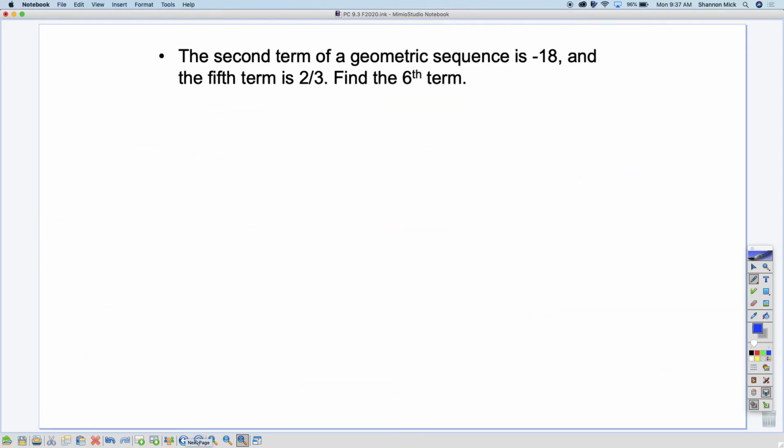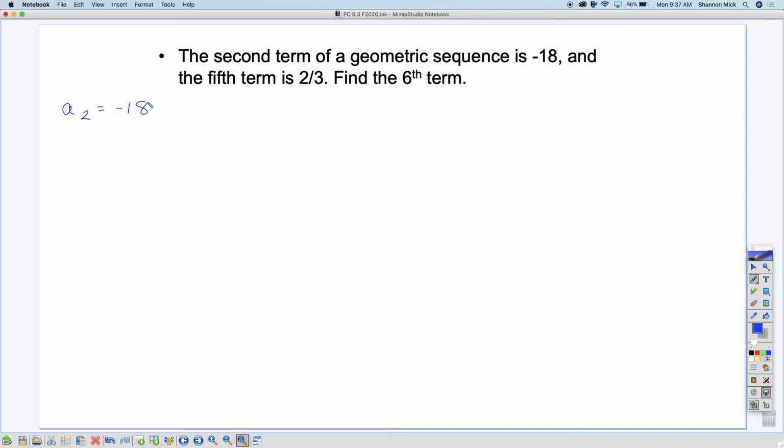Okay, the second term of a geometric series is negative 18, and the fifth term is 2/3. Find the sixth. So we're gonna do it all over again. Okay, so what's negative 18? The second term. So that's a sub what? 2. But we subtract 1 to get a sub 1. We will in a second.